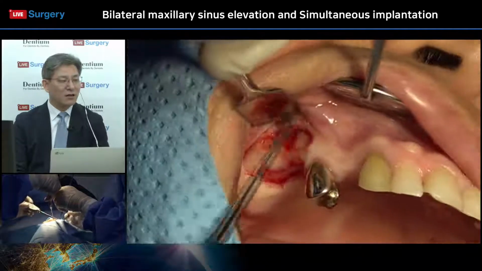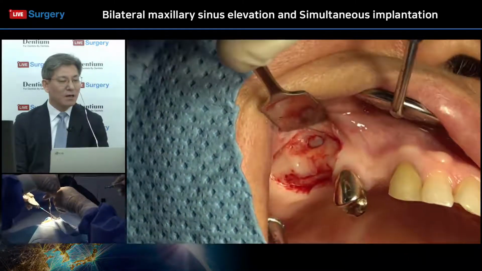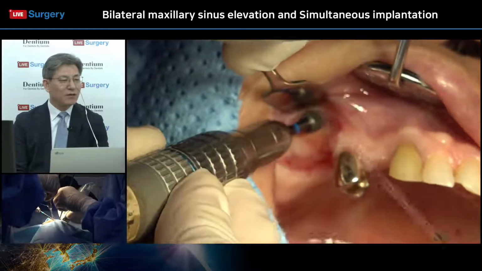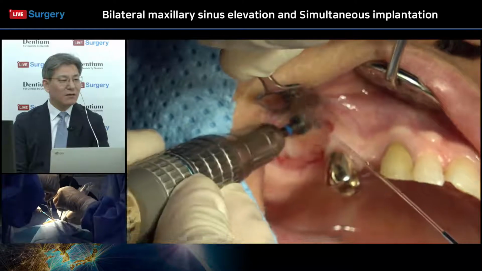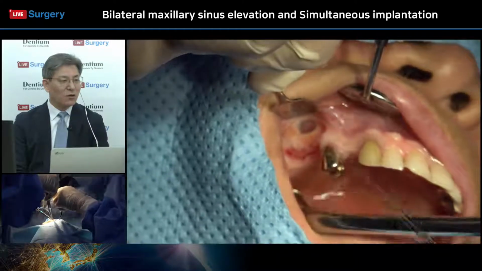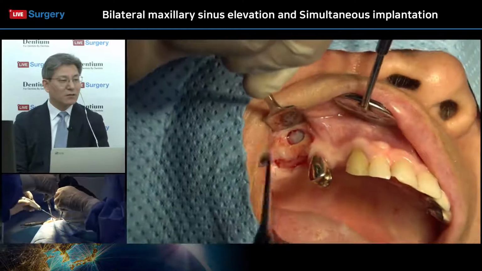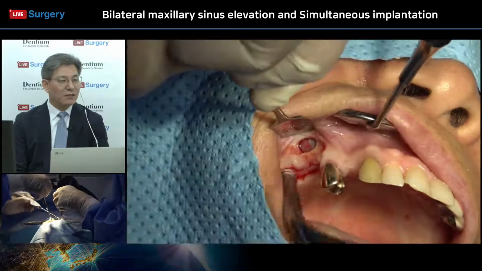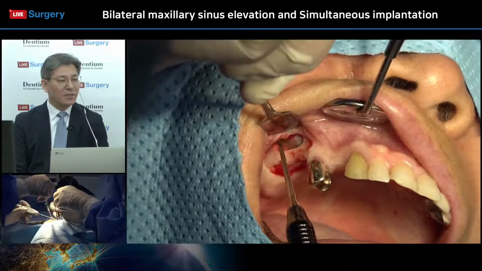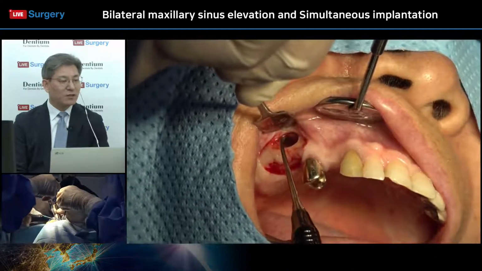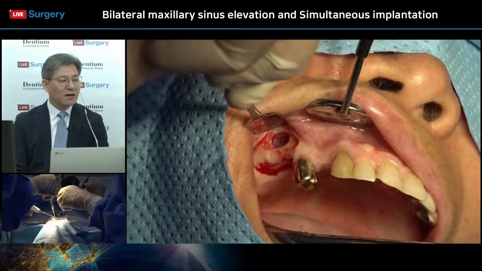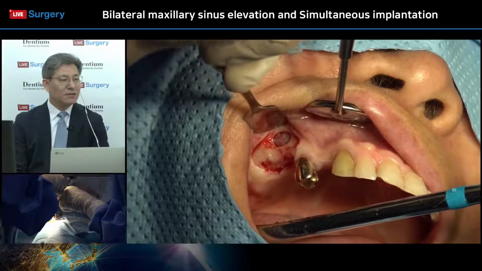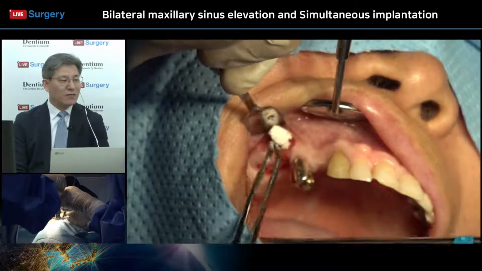After that, when we can see the sinus membrane, using the elephant foot, separate the sinus membrane from the lateral wall. If you want to make a bigger lateral window, try again using this black round bar, the sinus bar. After that, using this sinus curette from the kit. And finally, this number five instrument, the nickname is long bow, is the final instrument for fully separating the sinus membrane from the window.